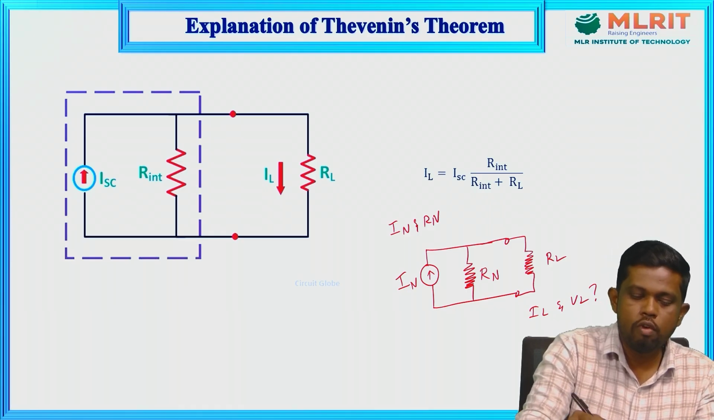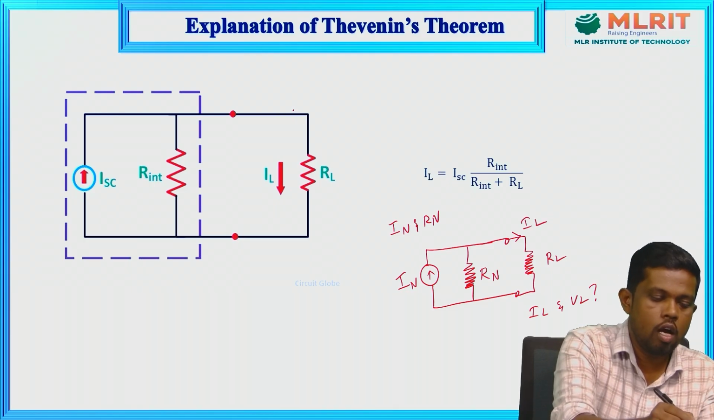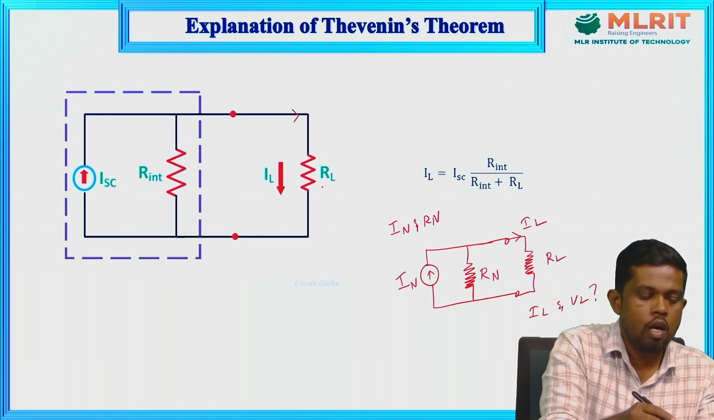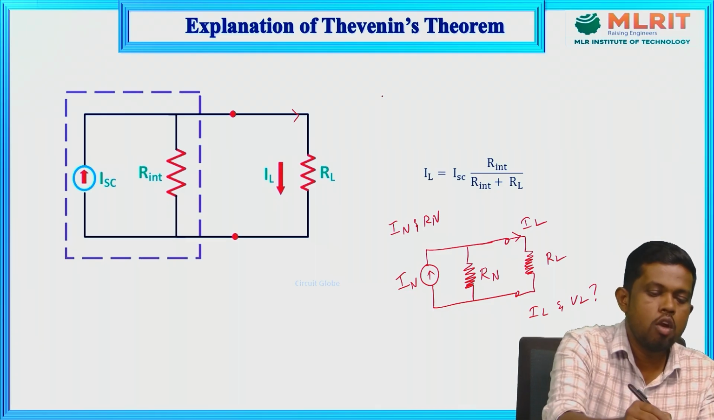First we need to find the current through the load resistor. This is the IL value. So how can we get IL? Here this is a parallel network, so again we can use the current division rule.